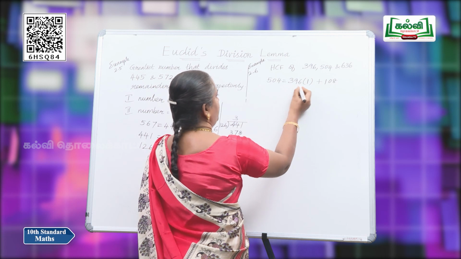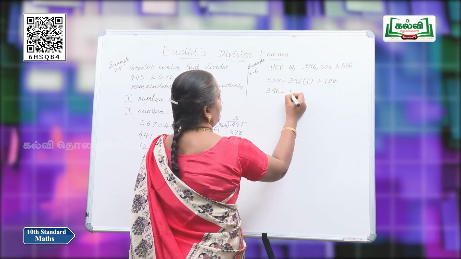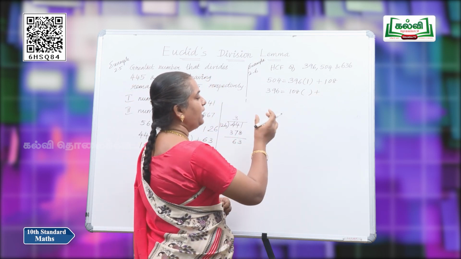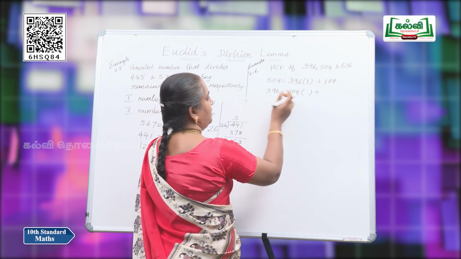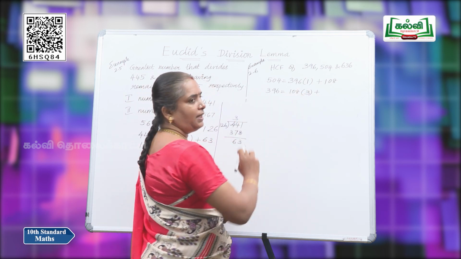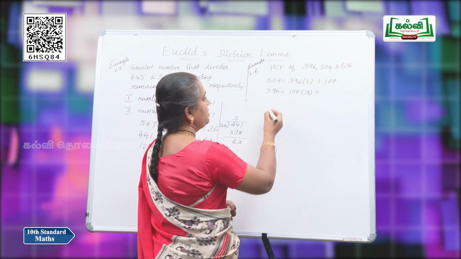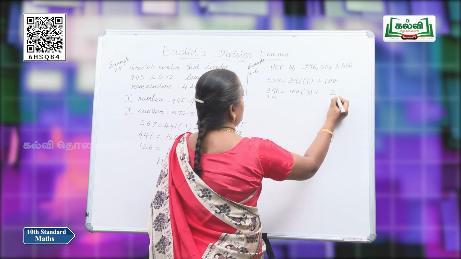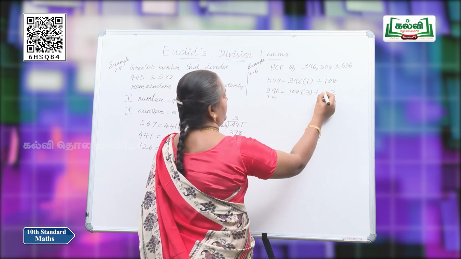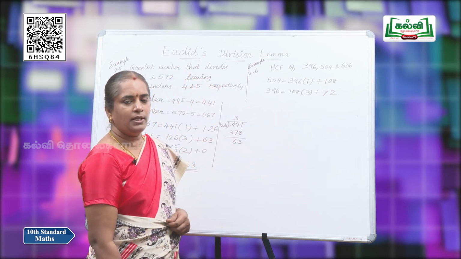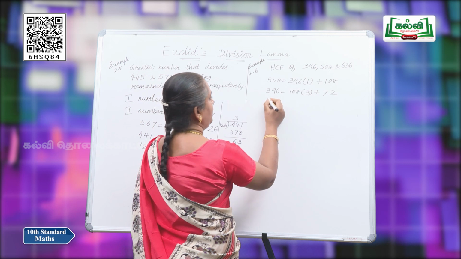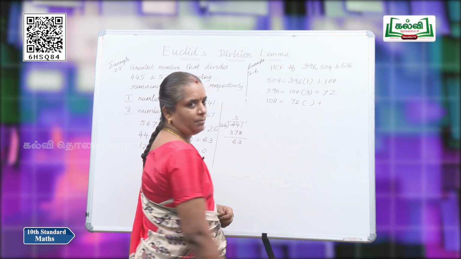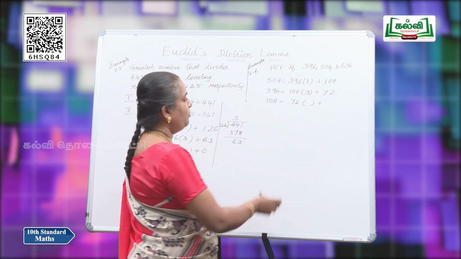So, we have to proceed with 396 and 108. We have to find the quotient and the remainder. You can use long division method. So, you will get 3 times. 3 times 108 is 324. So, subtract 324 from 396. So, our answer is, yes, 72. So, 72 is our remainder, where we have to proceed again with 108 and 72. So, 108 is equal to 72 into some number plus the remainder. How many times will it be?